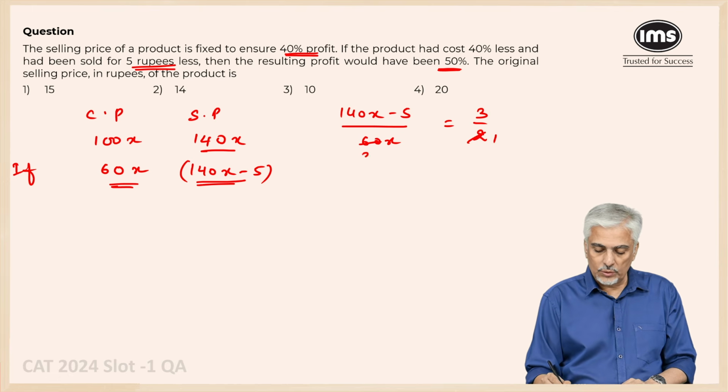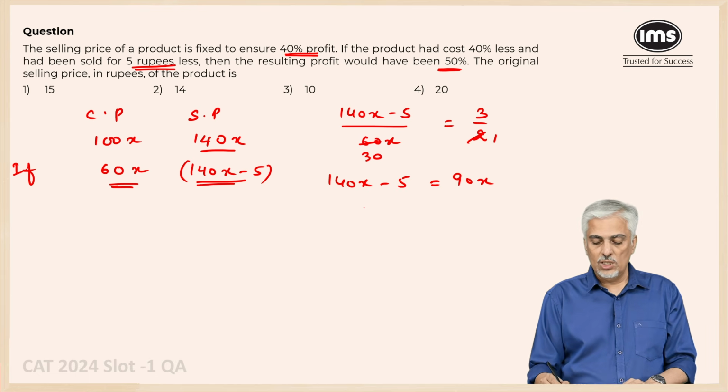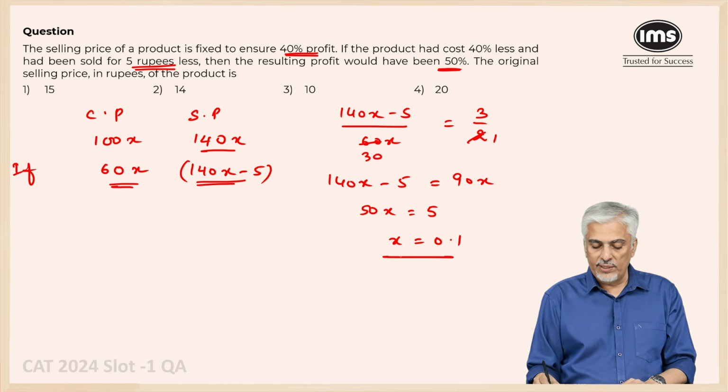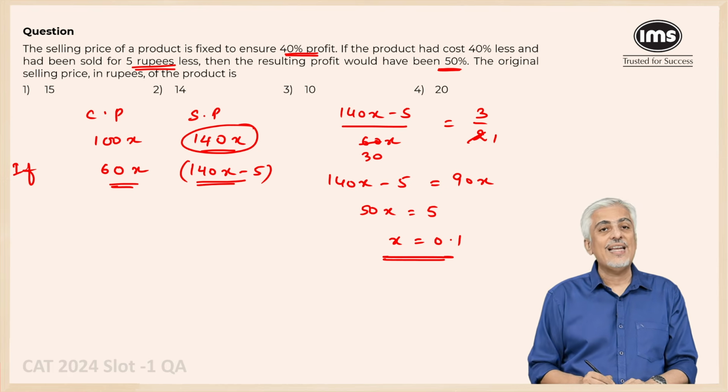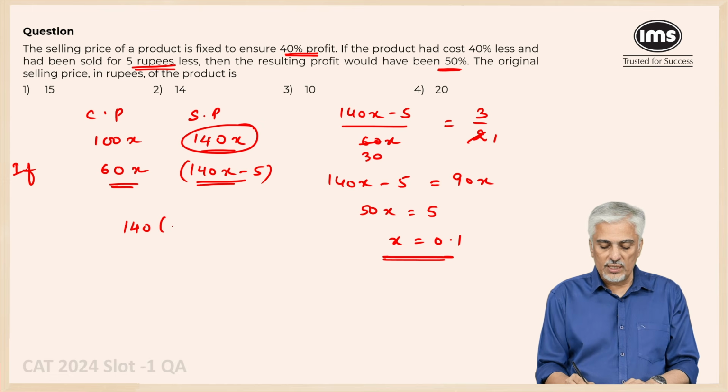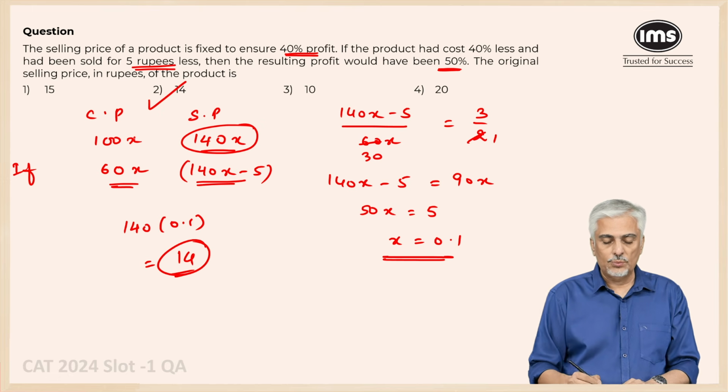2 ones are 2, 30s are 90. So we've got 140x minus 5 is equal to 90x. So we've got 50x is equal to 5. x is 0.1. What do they want us to find? They want us to find the original selling price. Original selling price was 140x. So 140 into 0.1, which is 14, which is the second option.